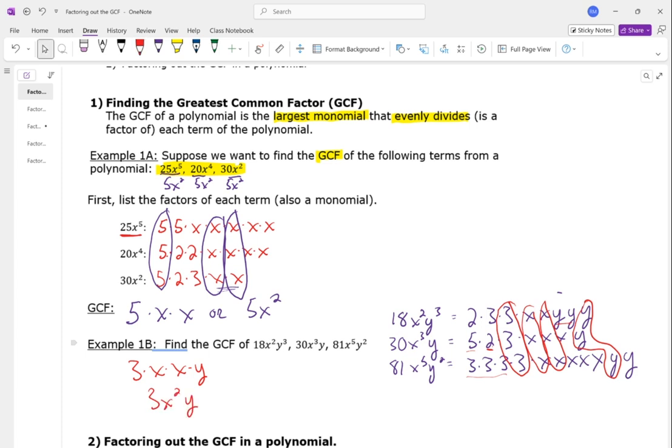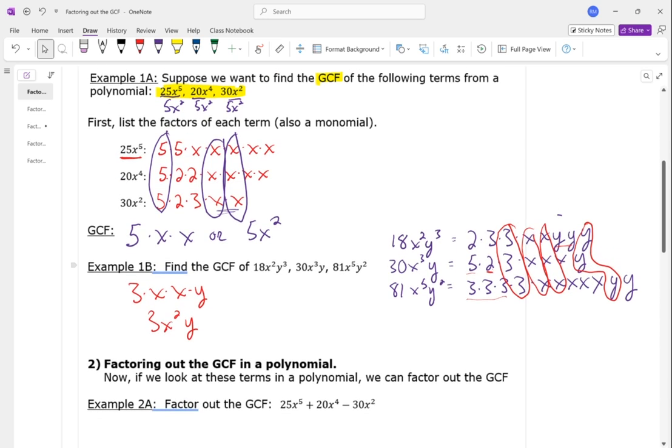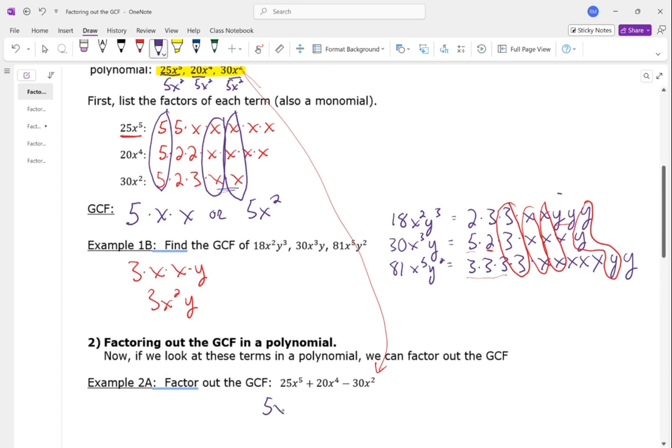So if we want to factor those out of a trinomial, or a polynomial, here we have these same factors right here. They're just being added and subtracted. We've already figured out that the greatest common factor is 5x squared. And let me write that just a little bit lower here.